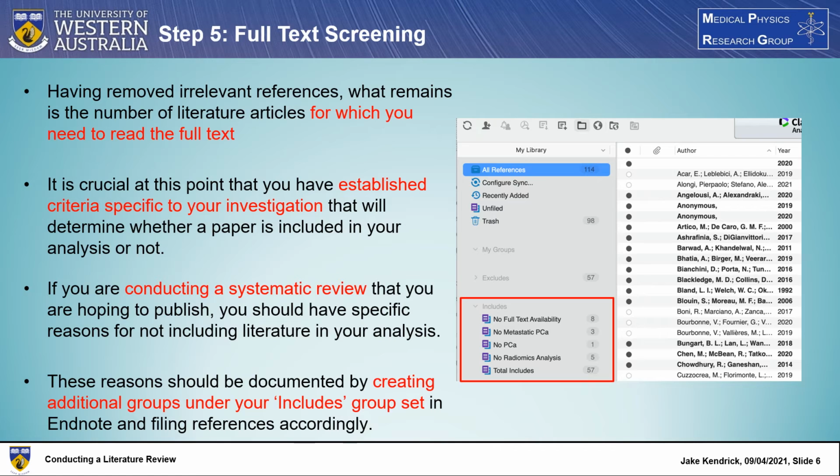Clearly, these categories are going to be specific to whatever literature review you're undertaking, and you'll need to create these categories yourself. But the general idea is you want to document the exact reason you're not including any paper in your final analysis.